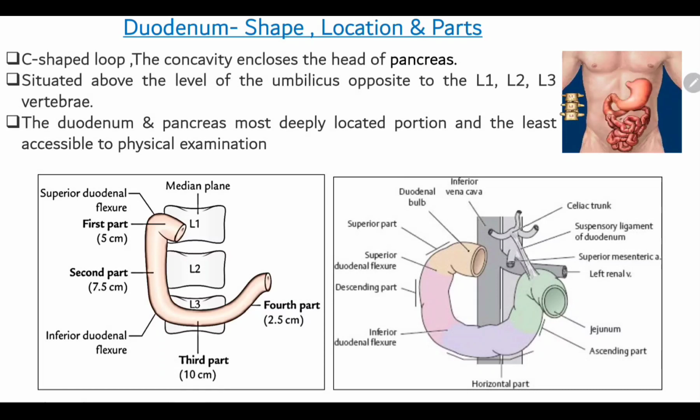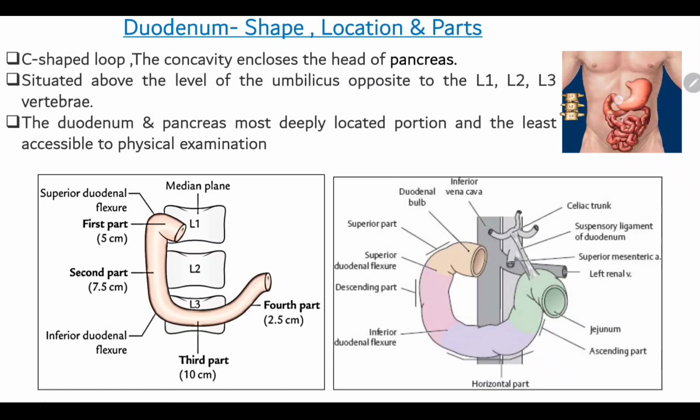Hi friends, the small intestine is divided into duodenum, jejunum and ileum. The duodenum is the first, shortest, widest and most fixed part of the small intestine. So here you can see it extends from the pylorus.